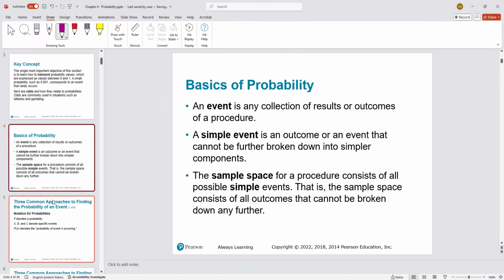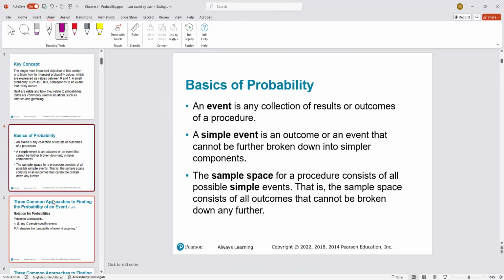A simple event is an outcome or an event that cannot be further broken down into simpler components. Like when you flip a coin, you obtain a head. It's a very simple event, right? Obtaining a head is 1 out of 2 because you have two possible outcomes. You either obtain a head or a tail when you flip a coin. Then 1 out of 2 is a simple event. The sample space, as we said, is the place where you put all the outcomes, right? So the set of all possible outcomes of a probability experiment is the sample space.